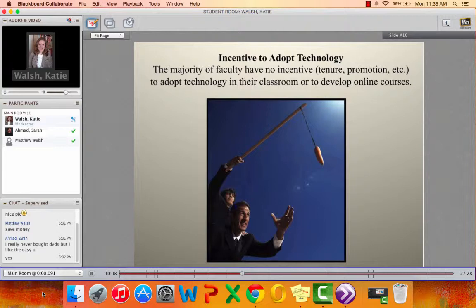So I want to get your opinions on this, though. What do you think? Maybe, Matt, if you'll grab the mic first, and then Sarah, do you think that we should provide an incentive for faculty, or do you think as part of their professional development that they should be expected to do it?